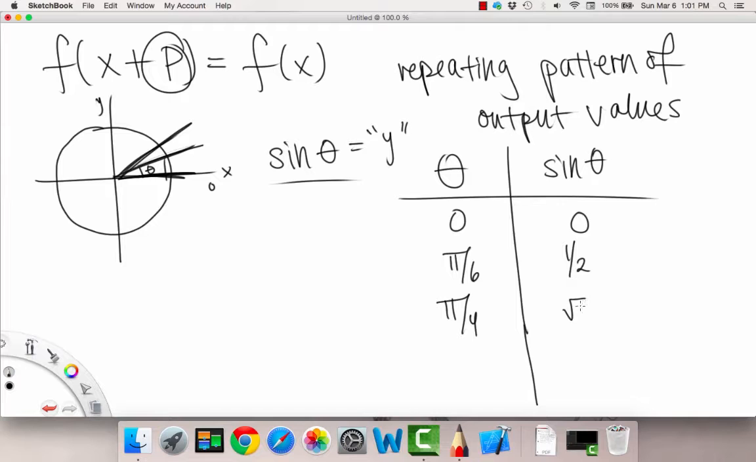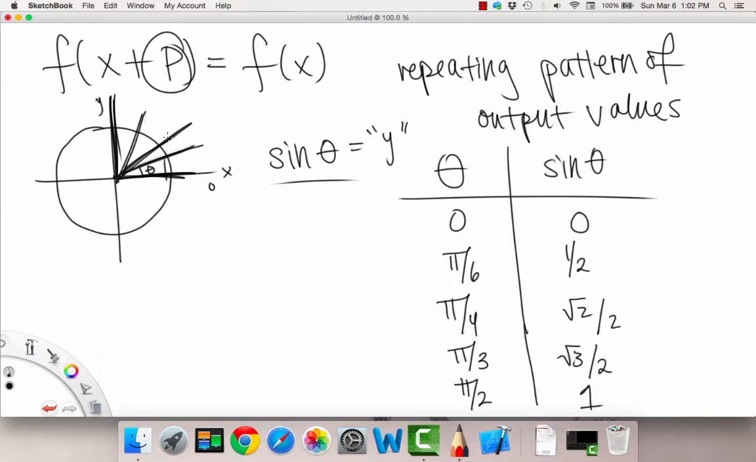At pi over 4, we get a y value, or a sine value, of radical 2 over 2. Then we move to pi over 3, or 2 pi over 6, so we get radical 3 over 2. And let's say we go all the way to 90 degrees, or pi over 2, then we're going to get this positive 1.